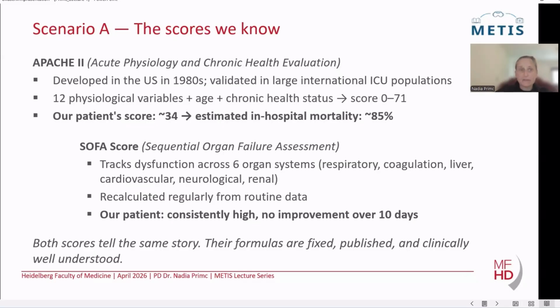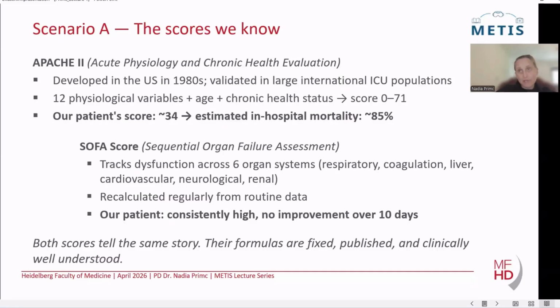So for our patient, who is 74 years old, he has a Glasgow Coma Scale of 4, an elevated creatinine level from his kidney disease. The Apache 2 score gives an estimated in-hospital mortality of around 85%.